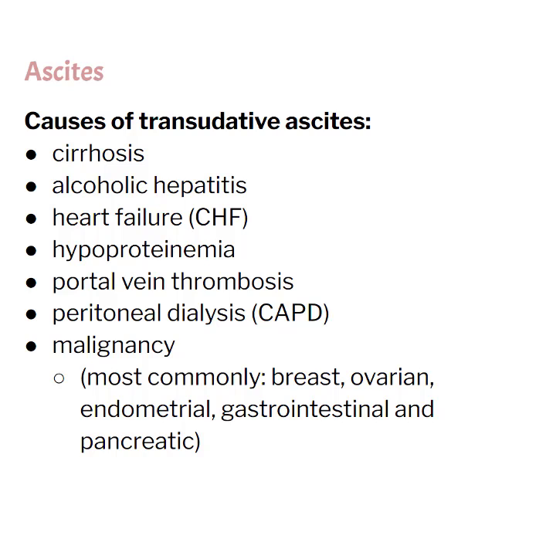So transudate ascites is often seen with cirrhosis. So remember, that is a disease of the liver. Alcoholic hepatitis, so inflammation of the liver caused by drinking alcohol.